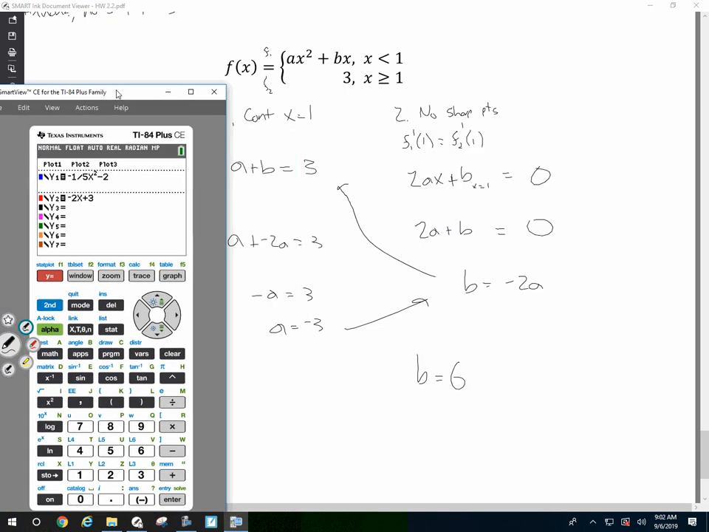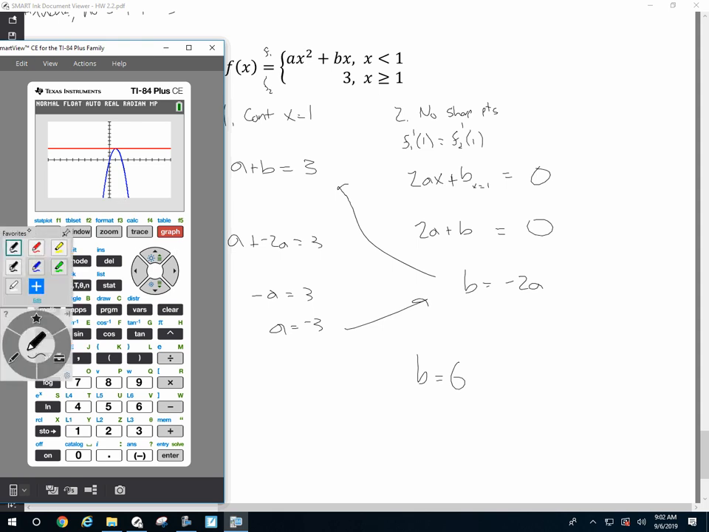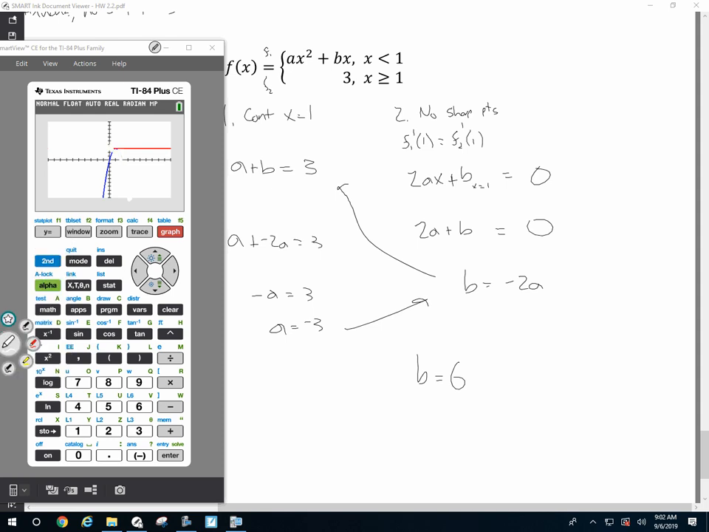I can graph. I know there are ways to graph piecewise functions using your calculator. I don't even know what they are, but I will be able to see, hopefully, that at 1, they will connect, and at 1, it'll be a nice smooth connection. So I can kind of see if I almost watch. So I can see my x squared flattens out just in time to meet up with y equals 3 right at 1.